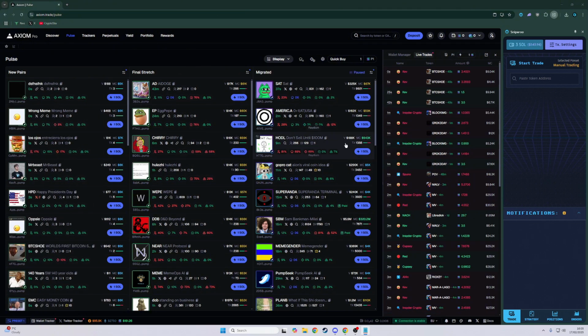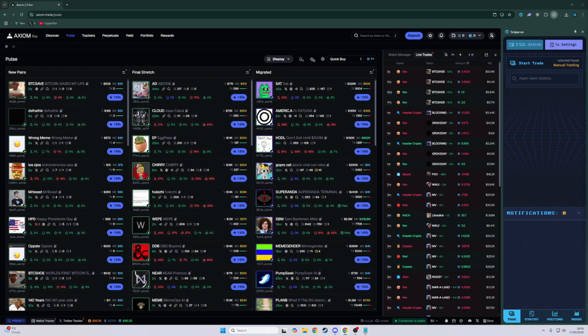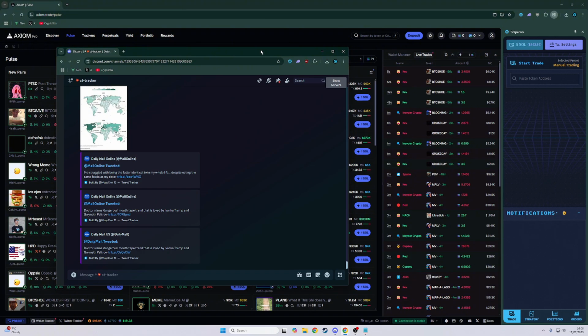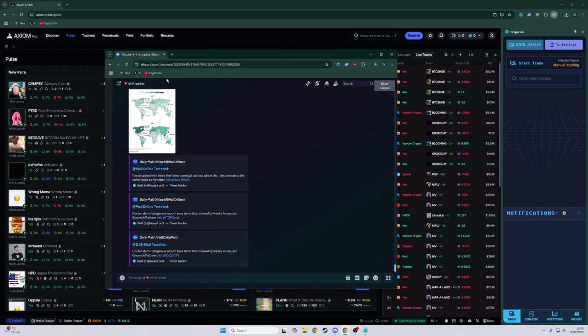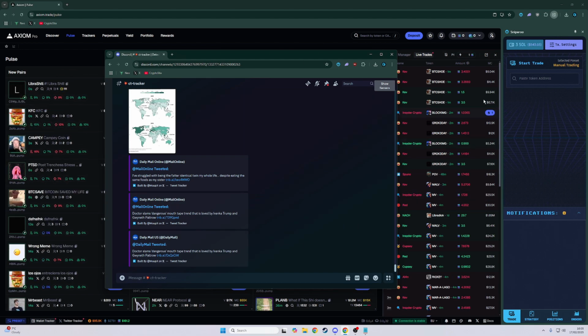So once we have it set up like this, we actually want to have a Twitter tracker as well. I have a Twitter tracker, it's just under the screen here, you don't see it. But if you don't have two screens, you can just put it out the side of your bar like this, and then you'll have your Twitter tracker here, your charting platform, and then your trading bot.